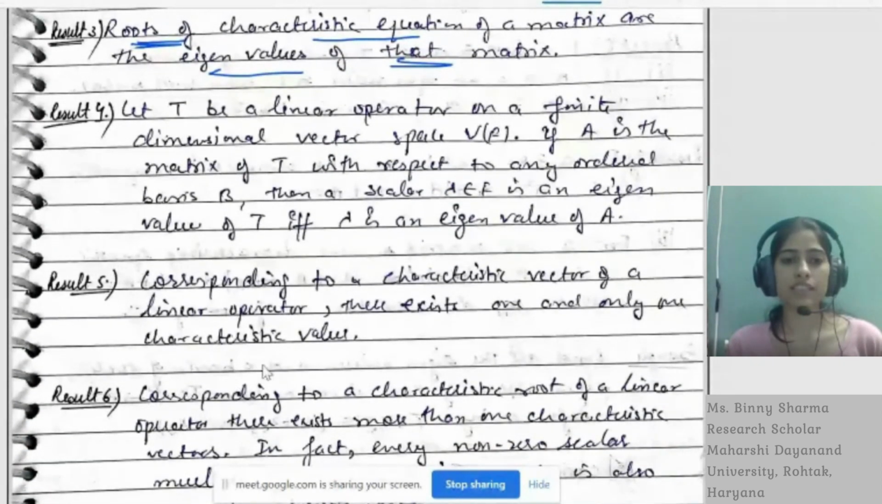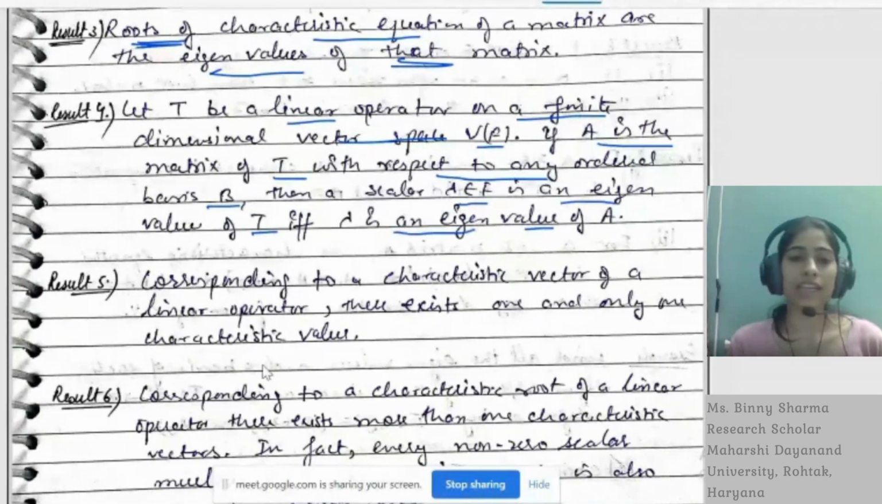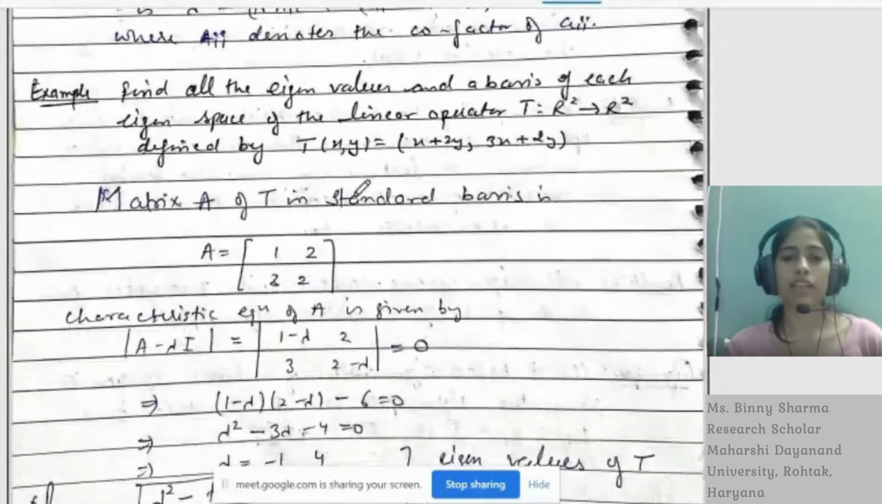The fourth result is: let T be a linear operator on a finite dimensional vector space V over F. If A is the matrix of T with respect to any ordered basis B, then scalar lambda belongs to F is an eigenvalue of T if and only if lambda is an eigenvalue of A. It means, let me show you an example. Say we have a linear transformation, and we have to find the eigenvalues of this linear transformation.